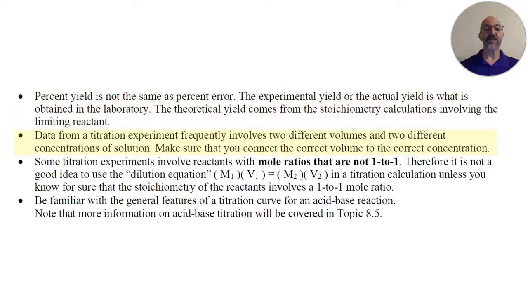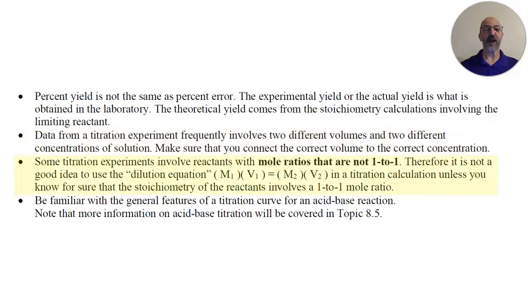Data from a titration experiment frequently involves two different volumes and two different concentrations of solution, so pay attention and make sure that you use the correct volume with the correct concentration. That's a very common thing we see on the AP Chemistry exam. Students will switch the volume of the acid with the concentration of the base, or vice versa.